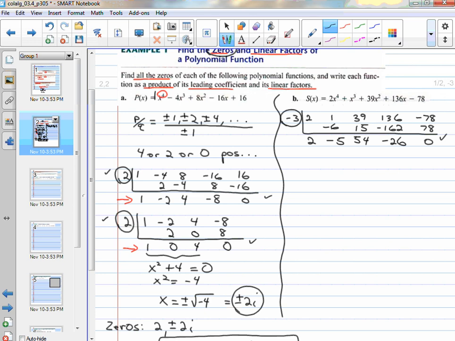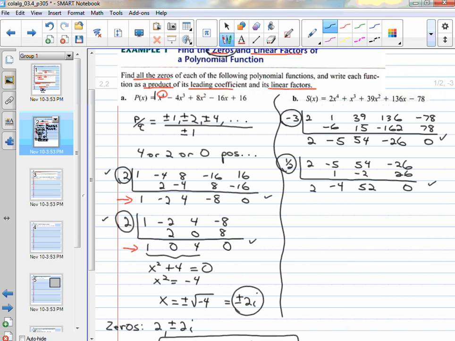We also saw, what was the other number? 1/2 should work. With 1/2, we're going to take that reduced polynomial, the 2, the negative 5, the 54, the negative 26. Bring down the 2. 1/2 times 2 is 1. Add them together, negative 4. 1/2 times negative 4 is negative 2. Add them together, 52. 1/2 of 52 is 26. It worked just like we expected.